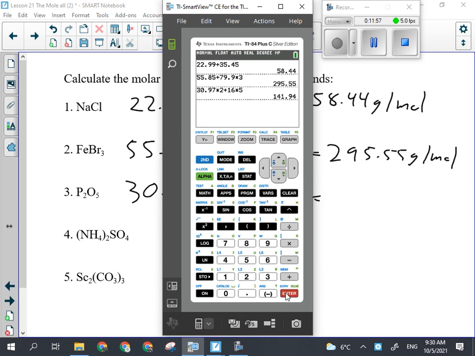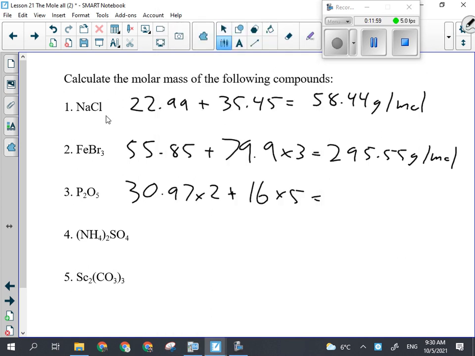All right, 141.94 grams per mole. How many people have done 4 and 5? I'm going to give you a couple more minutes to finish 4 and 5, and then we'll look at those. All right, let's look at the last 2 here.